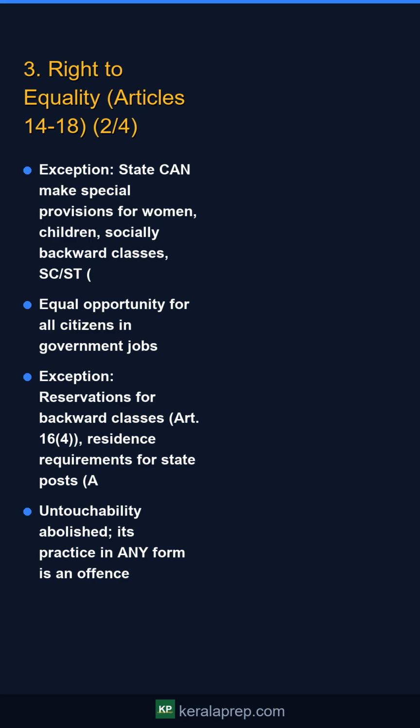Exception. State can make special provisions for women, children, socially backward classes, SC/ST. Equal opportunity for all citizens in government jobs. Exception. Reservations for backward classes, Art. 16. 4. Residence requirements for state posts. Article 17. Untouchability abolished, its practice in any form is an offence.